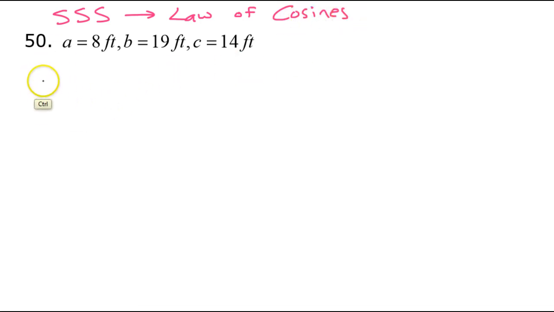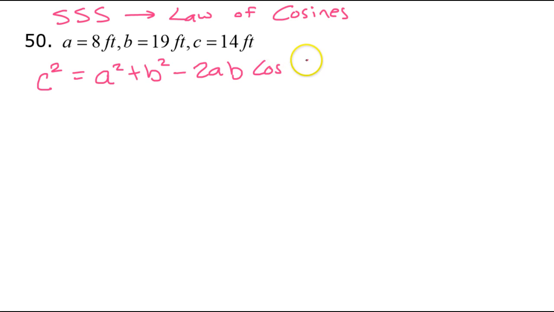Okay, so for the law of cosines, I like to start off by writing the Pythagorean theorem. C squared is equal to a squared plus b squared. If it were a right triangle, this would be the end. But since it's not, I have to modify it with this, minus 2ab cosine C. These two always match. If I start with side c, I end with cosine of angle C. If I start with side b, I end with cosine of angle B. Anyway, let's substitute in everything that I have.